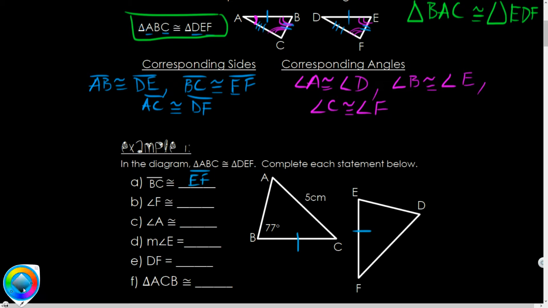All right, how about angle F? Angle F right here. Who's angle F congruent? Yeah, angle C. Yep. So angle F, angle C, right there. And this is talking about the angles themselves, so that's why congruence is being used, and I'm not talking about the measure of. All right, how about measure angle A?